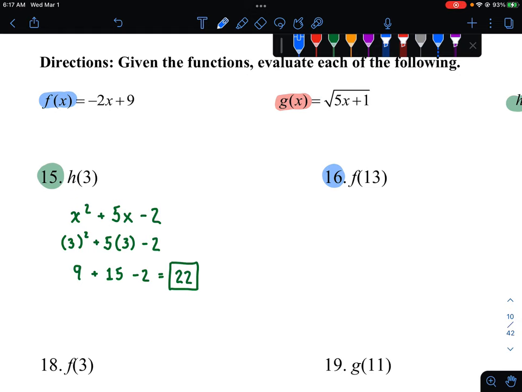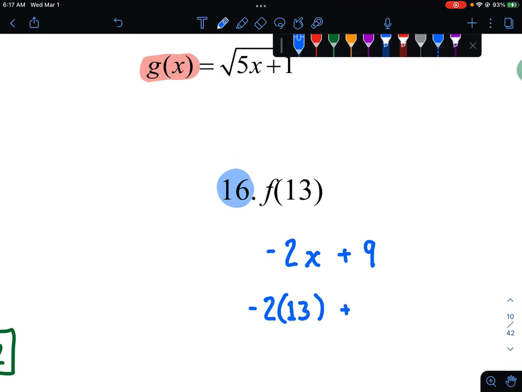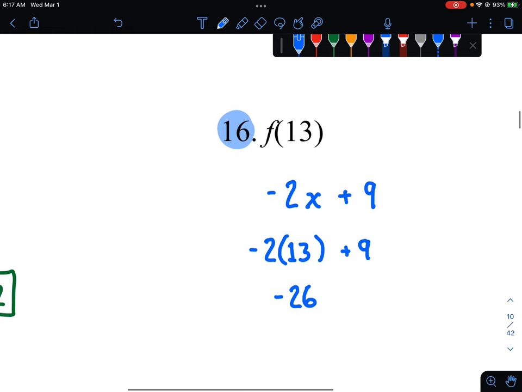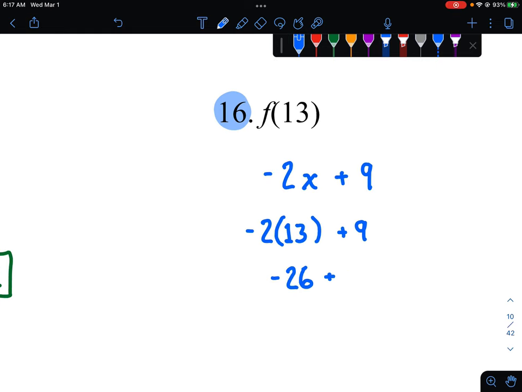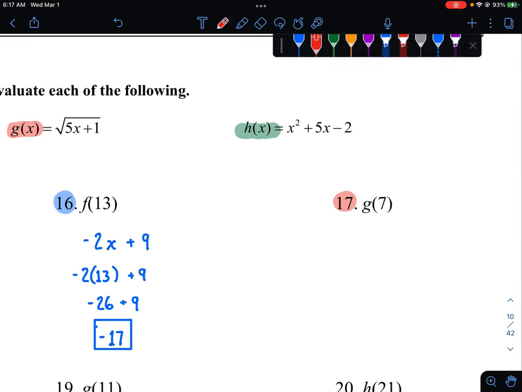Now the rest of these are just different instructions. Now they're saying plug 13 in for x in that f of x function. F of x says negative 2x plus 9. So I'm just going to replace that x with a 13, and I follow my order of operations. Negative 2 times 13 is negative 26, plus 9. And then I get negative 17 there. That's it. So really just pay attention that you're plugging it into the right function. Be careful when you evaluate these. Follow your order of operations.